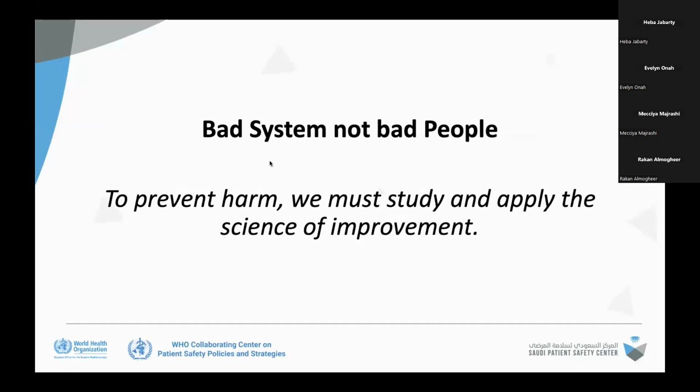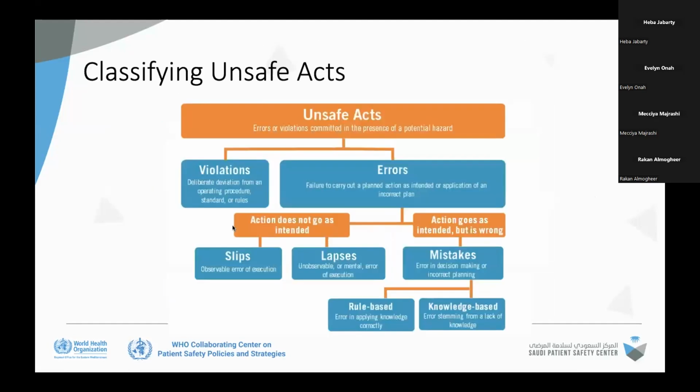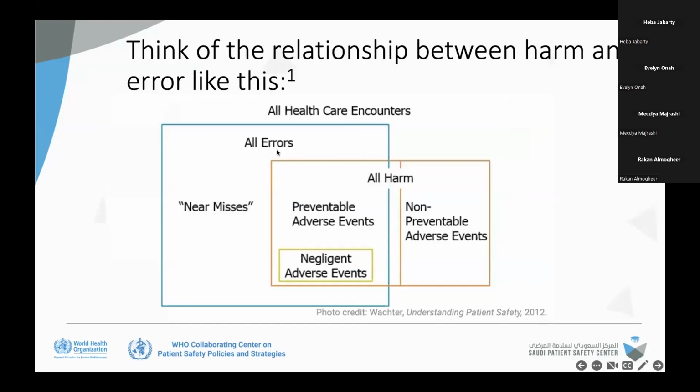To prevent harm, we must study and apply the science of improvement. How? Think about the unsafe act. We think about the relationship between harm and error like this. All healthcare encounters involve a lot of terms. All errors could lead to a preventable adverse event or a non-preventable adverse event. Errors could also be near misses, and inside all harm, we have preventable and non-preventable adverse events. The preventable adverse event could go to a negligent adverse event.